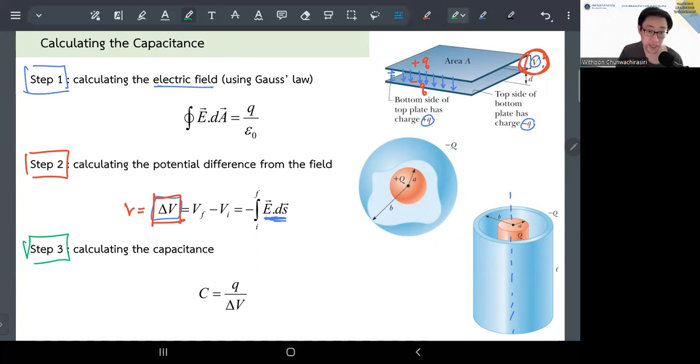You take the potential difference that you got from the second step, you get the Q that you probably learned on the way to get to that, take the ratio, that is it. That is the capacitance of that capacitor. Sounds cool? All right, so that's the thing that we're going to learn to do today.